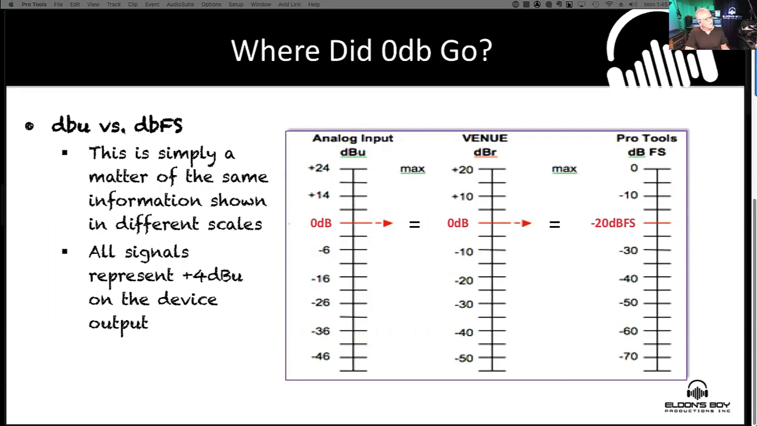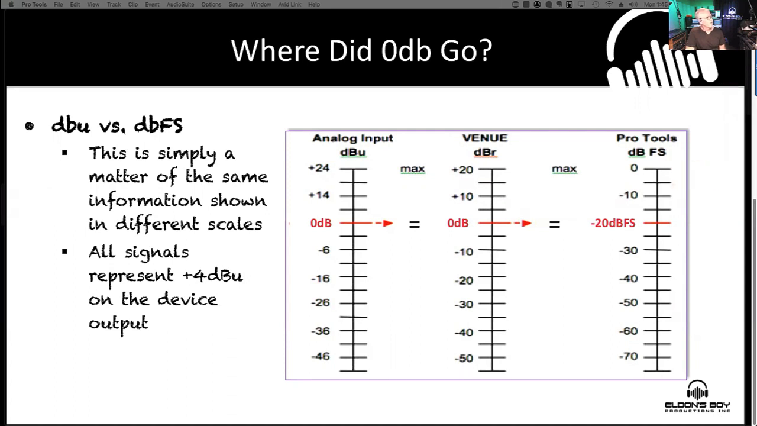What you're going to see here, I've got an analog input meter shown here. I've got this thing called Venue dBr, which was a meter scale that we basically invented to help you out in Venue, the original Venue console, to get you from analog to digital. And then there's, of course, the Pro Tools scale, which is a digital recorder that uses dBFS, dB full scale, right? So it's dBu, dBr for reference, and dBFS. But all three of these are showing you exactly the same thing, just in different ways, right?